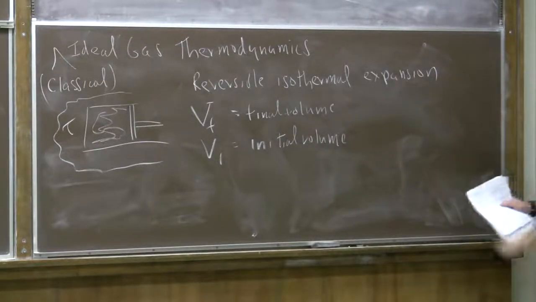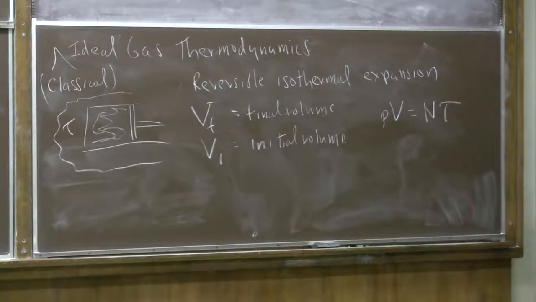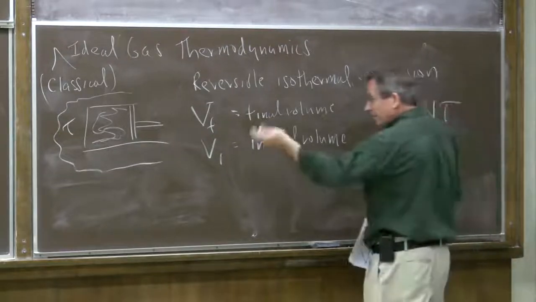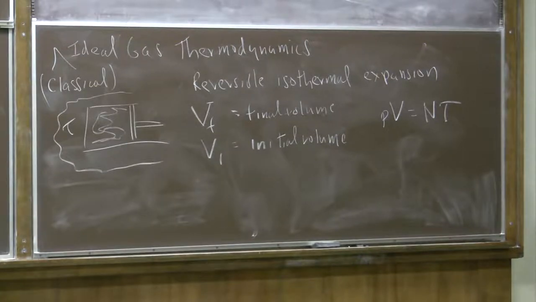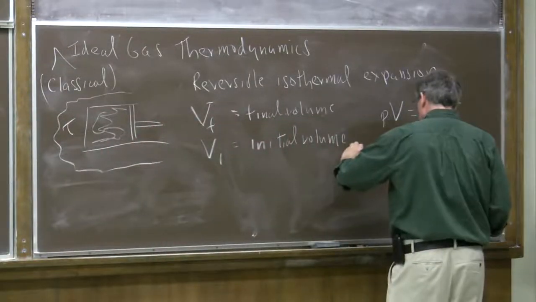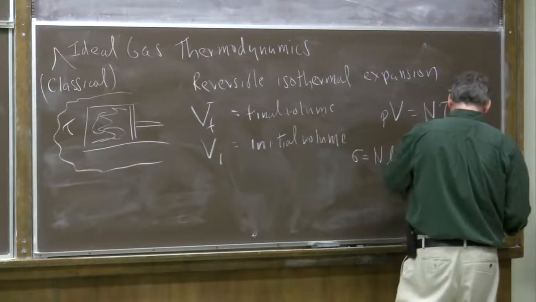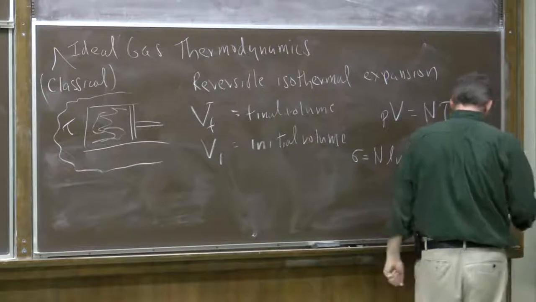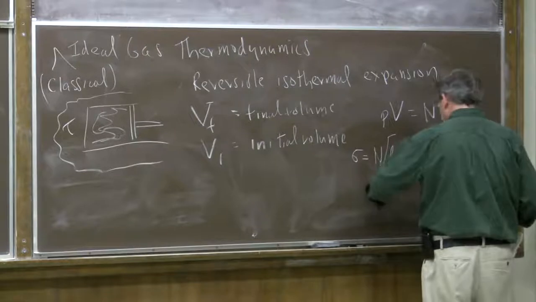It's an ideal gas. We know pressure times volume is equal to the number of particles times temperature. We also know its entropy, which I think we already derived from the free energy in an earlier lecture. But I'll remind you that it's the number of particles times log of quantum concentration times volume divided by number of particles, plus a number, which is 5/2, multiplying the n.